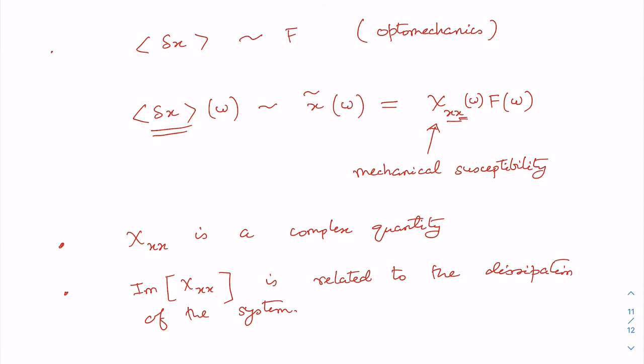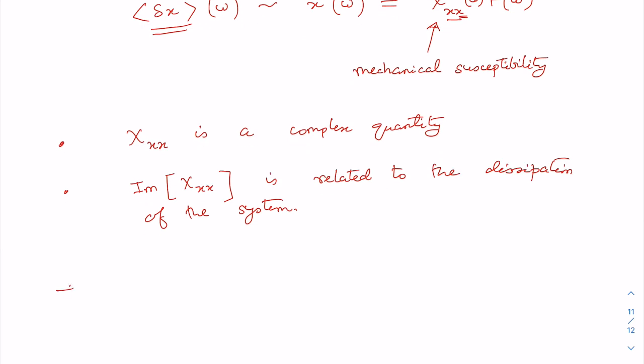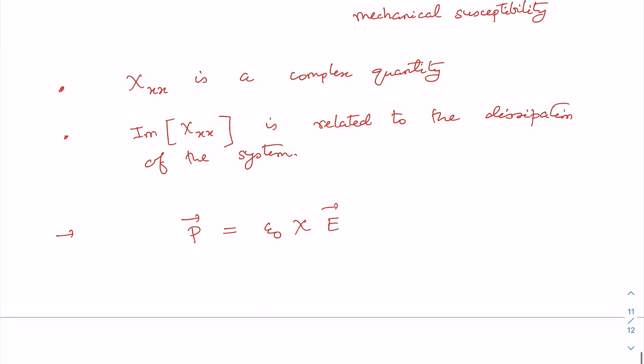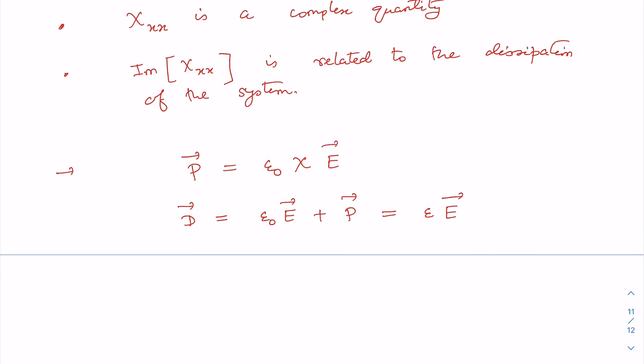To make you understand it, let me go back to the case of electric susceptibility, where we had that polarization is directly proportional to the electric field. Now all of you must have done electromagnetic theory, and in electromagnetic theory you know that the so-called displacement vector is related to the polarization by this expression, epsilon 0 E plus the polarization. Epsilon 0 is the electric permittivity in free space, and epsilon is the electric permittivity in the medium.